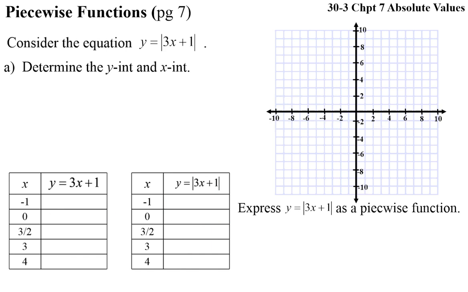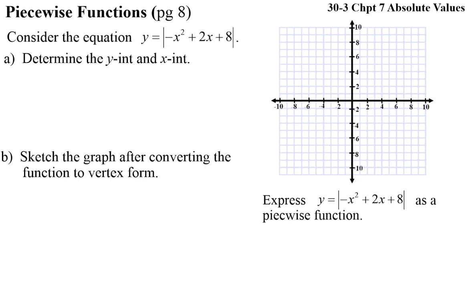A couple more. Not going to worry about this one. Let's go to page 8. Y is equal to negative x squared plus 2x plus 8. We have a quadratic. We want to determine the y-intercept and the x-intercept.